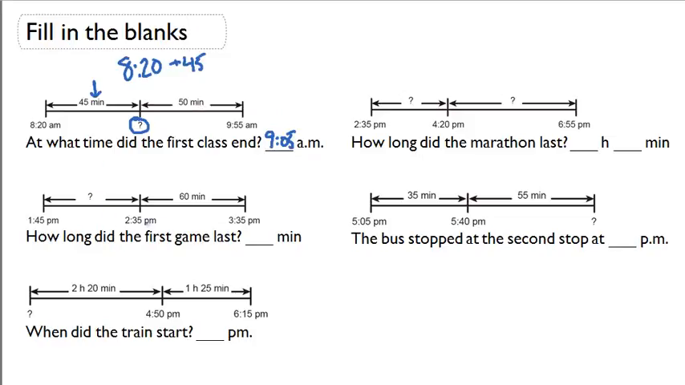Alright, now erasing that, let's talk about problem number 2. How long did this first game last? Well, this first game lasted from 1:45 to 2:35. So I have to subtract those two times to find out the elapsed time. And when I subtract, I notice I need to borrow. So this becomes a 95. 95 minus 45 is 50 minutes. So it's 50 minutes.